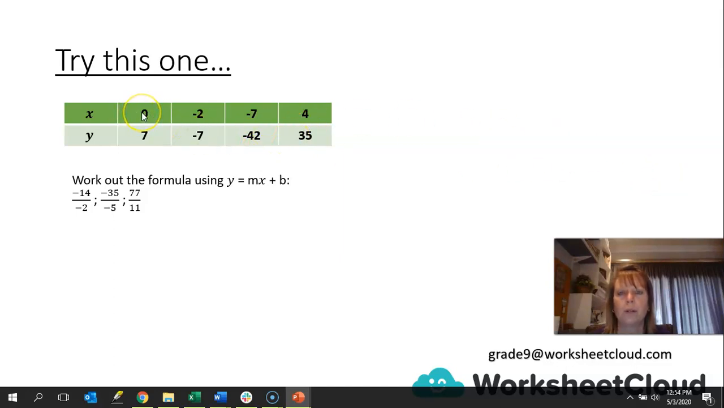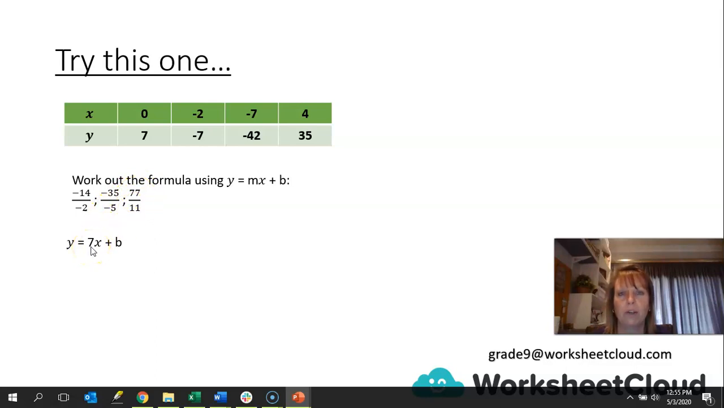But the same thing we're going to do with x. From 0 to -2, we're subtracting 2. From -2 to -7, we're subtracting 5. From -7 to +4, it's 11. Okay? That means that each time we simplify this, the answer is going to be 7. So we can say 7x plus b. Can you see? If you go -14 over -2, it's going to give me 7. -35 over -5, it's going to give me 7. 77 over 11 is going to give me 7.